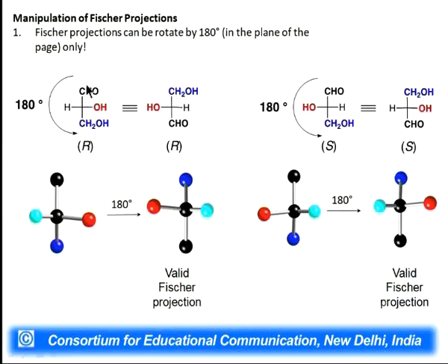That means a group which is on the vertical line should stay on the vertical line, and the group which is on the horizontal line should stay on the horizontal line. That is, the groups which are going away from the observer, here I've shown in a three-dimensional formula, should go away from the observer, and these groups which are coming towards the observer, that is, they look like they're embracing the observer, should be on the horizontal lines. So I have made two interchanges here. So this is an R configuration, which is again giving me R configuration, and if I talk of the S, it will give us the S configuration.